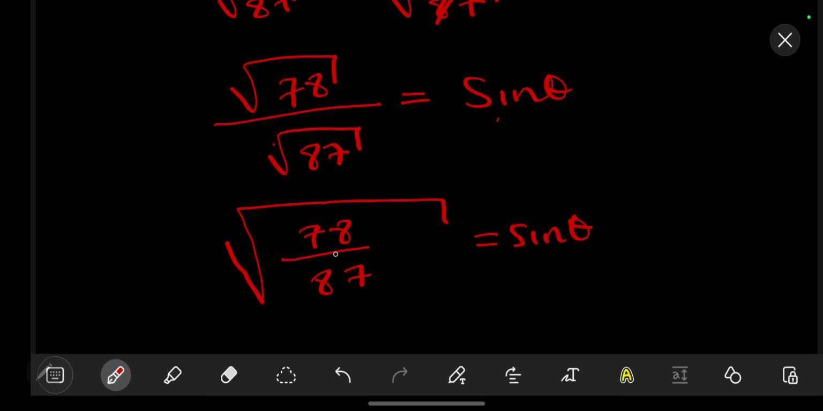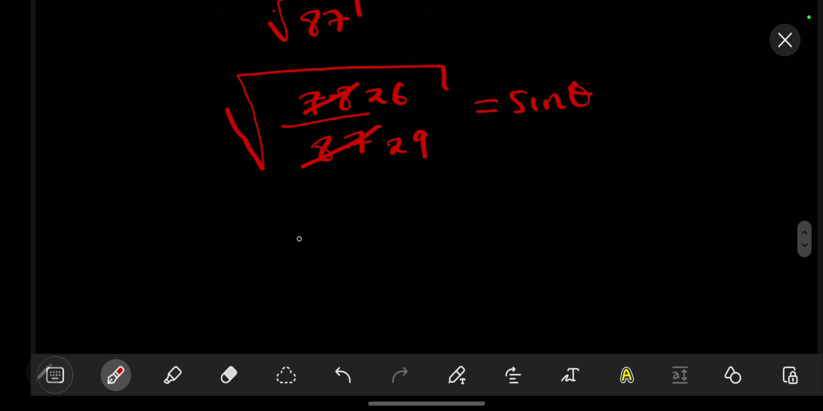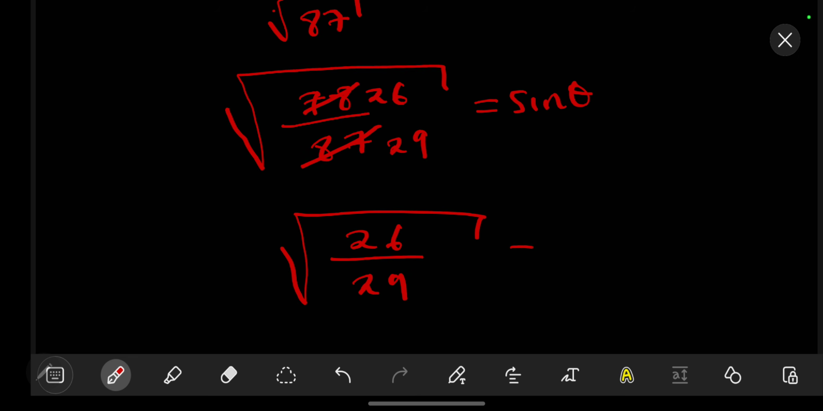Let's see how far we can reduce it. So to reduce this, we can divide: 78 divided by 3 gives us 26, and 87 divided by 3 gives us 29. So the answer will be equal to the square root of 26 over 29, which should be equal to the sine of theta. So this is how we find the sine of angle theta using the cross product.